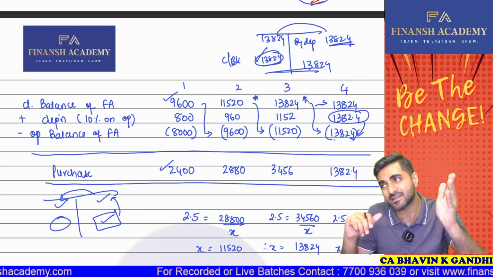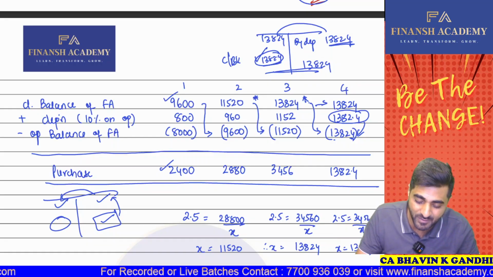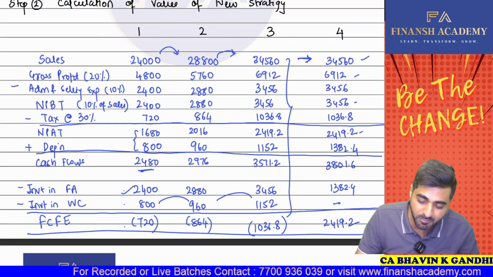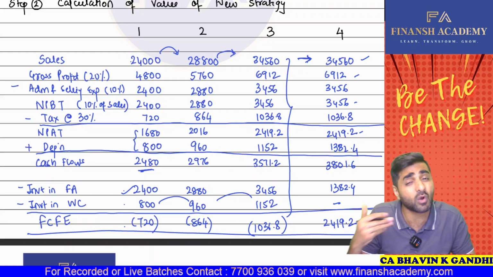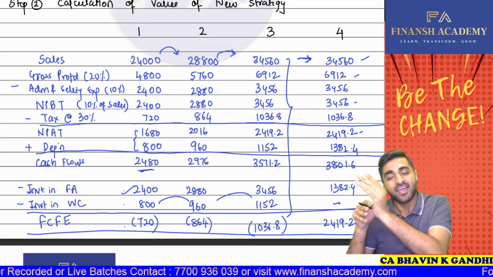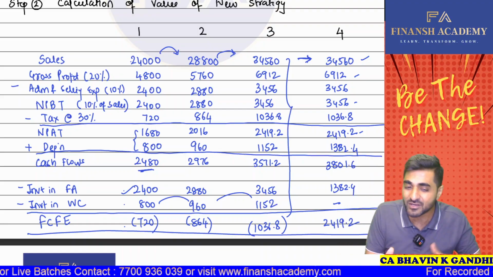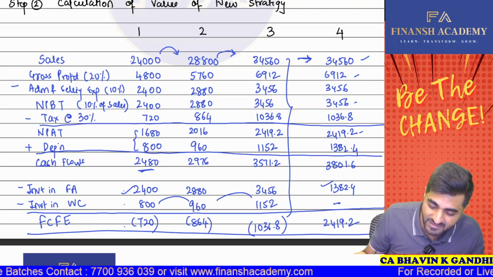Okay, opening and closing are the same. So your depreciation and your investment in fixed assets both are going to be the same. And this usually happens under what circumstances? When the sales are remaining the same and the closing fixed assets and opening fixed assets are both the same. So based on that, we'll come to know that there is not going to be an increase in fixed assets.